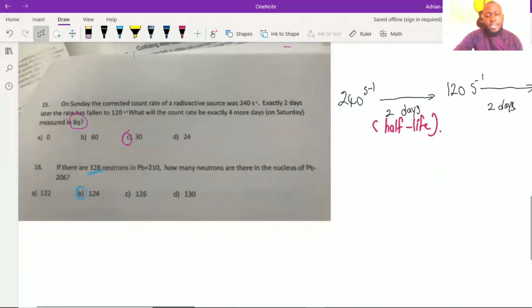All right, for number 16, if there are 128 neutrons in lead-210, how many neutrons are there in the nucleus of lead-206? All right, so what are lead-210 and lead-206? They are isotopes. And what's an isotope?